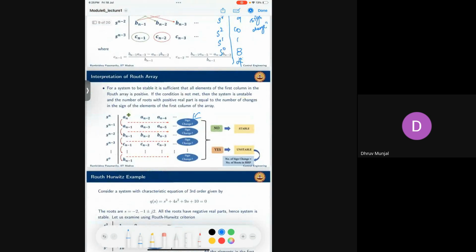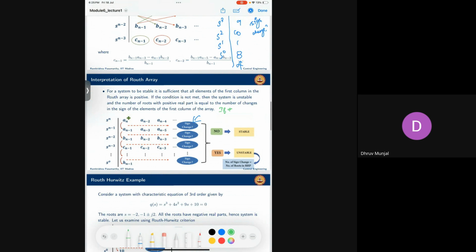The important point here is, if there is any sign change, the system is unstable. For a stable system, there should not be any sign change. Everything should be either positive or everything should be negative. There should not be any change in between, positive to negative or negative to positive. Right. And another sub criterion is that the number of sign changes is equal to the number of poles in the RHS.